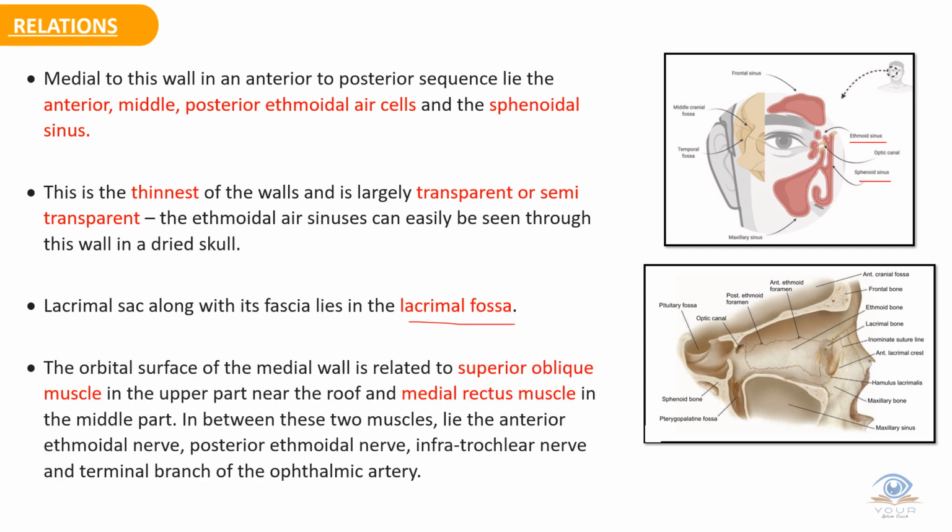The orbital surface of the medial wall is related to the superior oblique muscle in the upper part near the roof and the medial rectus muscle in the middle part. In between these two muscles lie the anterior and posterior ethmoidal nerves, the infratrochlear nerve and the terminal branch of the ophthalmic artery.